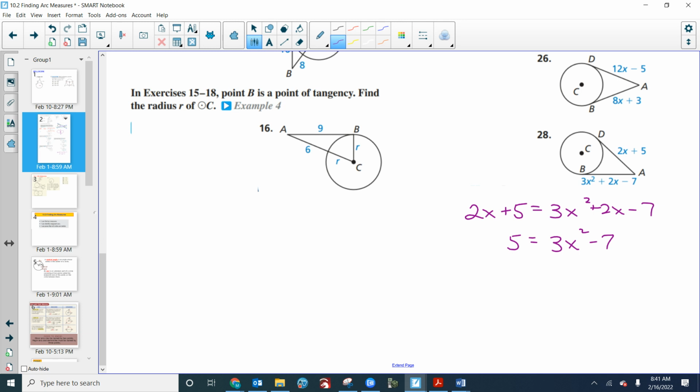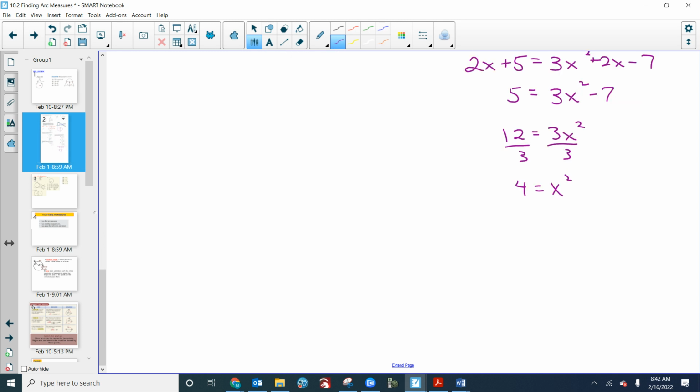This is one where I'm not going to factor. I'm actually just going to add 7. Divide by 3. And square root. What number could have been squared to give you 4? 2 and negative 2. So we call that plus or minus 2.